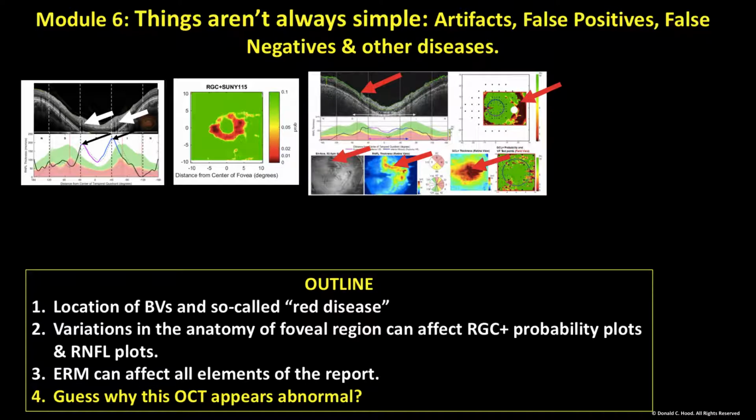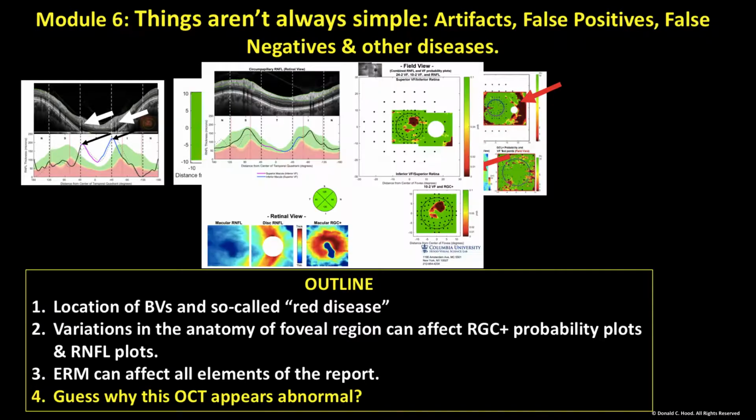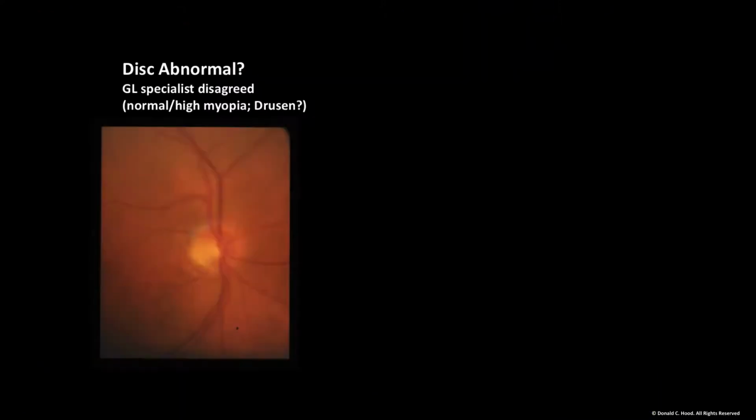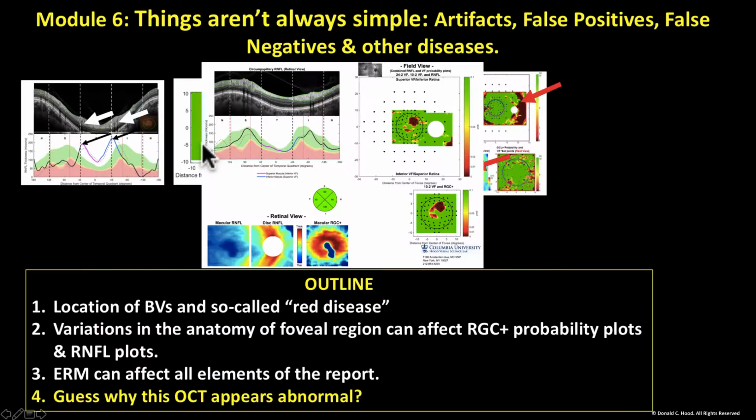All right, point number 4. Guess why this OCT appears abnormal. What is going on here?